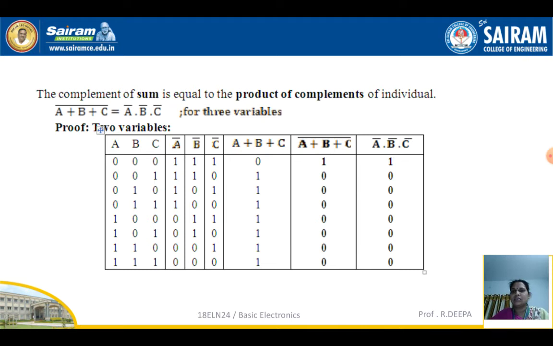The second De Morgan's theorem, that is, a plus b plus c whole bar is equal to a bar into b bar into c bar. In the same way we can make use of a table where we'll take all the combinations of a, b, c, and we'll try to prove that a plus b plus c whole bar is equal to a bar into b bar into c bar.